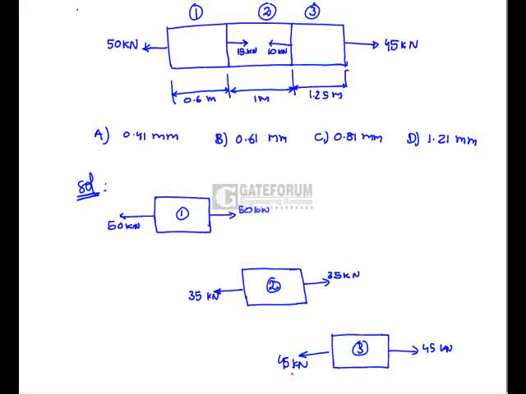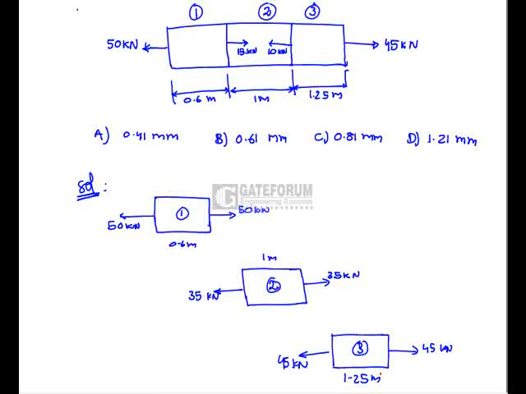So now this is the classification of the three sections, and we have individual sections as well as individual forces and individual dimensions. Here section 1 is 0.6 meters length, section 2 is 1 meter length, and section 3 is 1.25 meter length. But the diameter, or cross sectional area, is equal for all the sections, that is equal to 500 mm square.